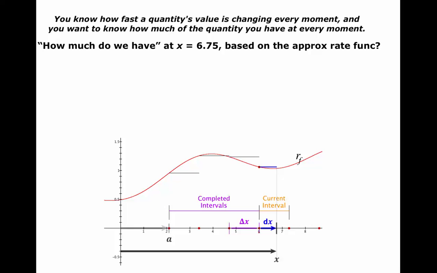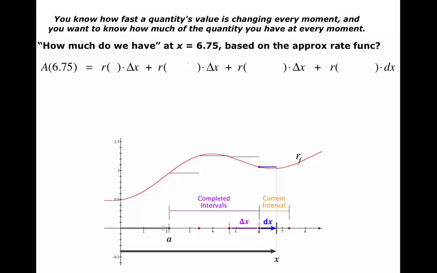So for each interval, we're going to take the constant rate and using the constant rate, find out how much change. And how much change do we get in each interval? What principle are we going to use to get the little bit of change for each interval? dy equals m dx. Our constant rate comes from the approximate rate function. That's the f part. dx is whatever width we have. So in the completed intervals, the width is delta x. In the current interval, the change in x is dx.